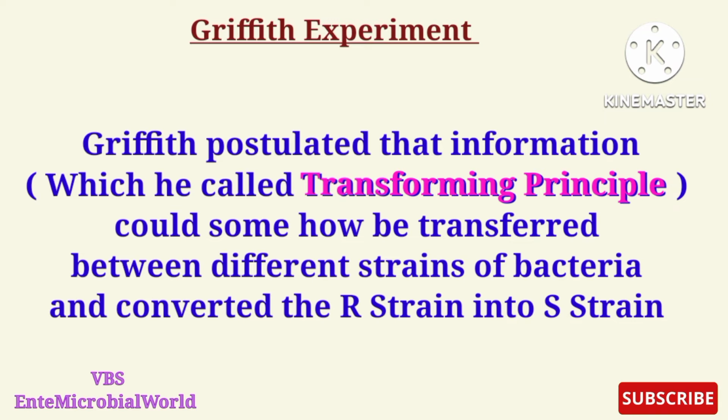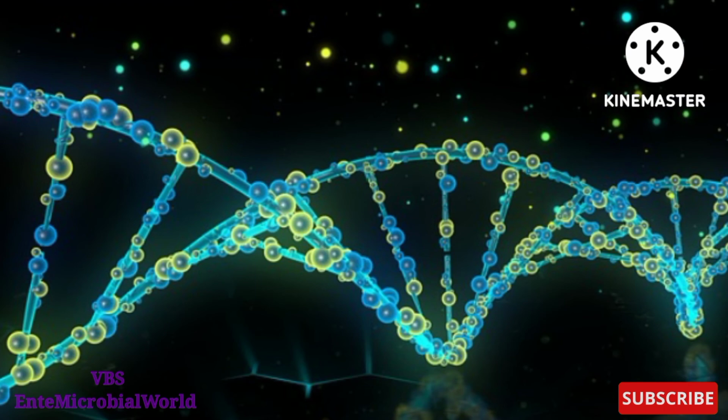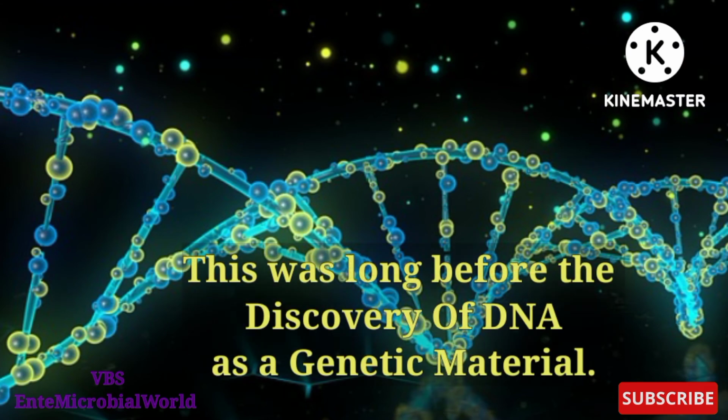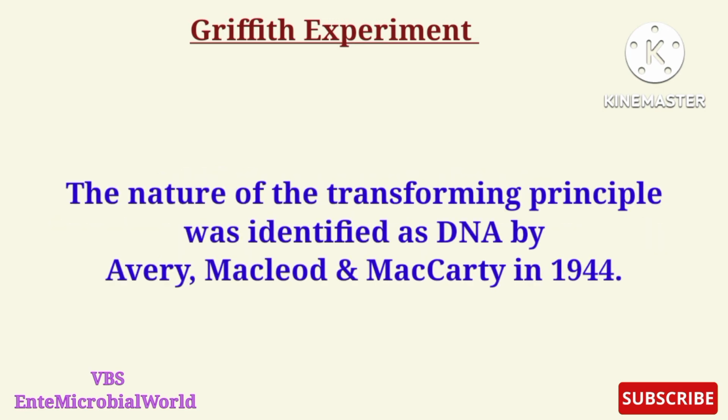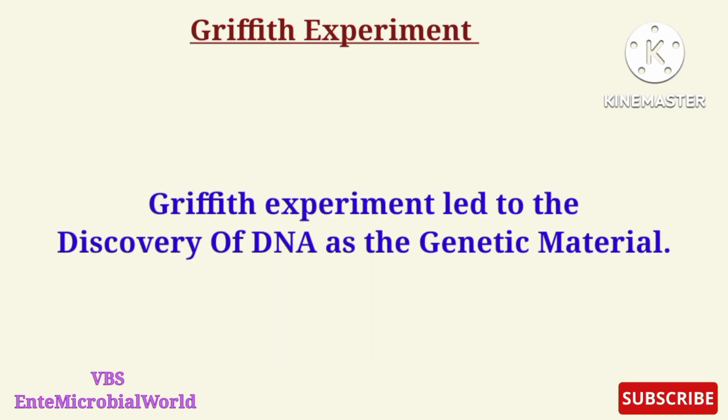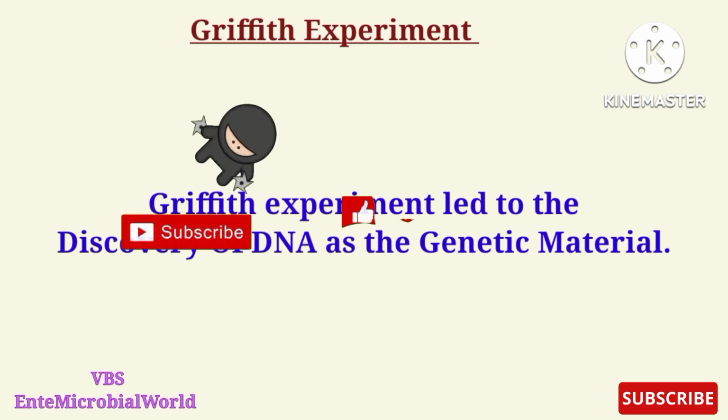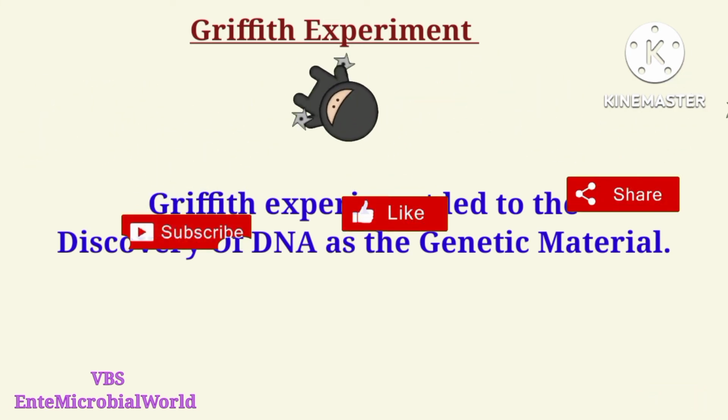We should remember one important point here, that this was long before the discovery of DNA as a genetic material. Griffith was not able to identify the chemical nature of this transforming principle. The nature of the transforming principle was identified as DNA by Avery, McLeod and McCarty in 1944. Thus, Griffith experiment led to the discovery of DNA as the genetic material.